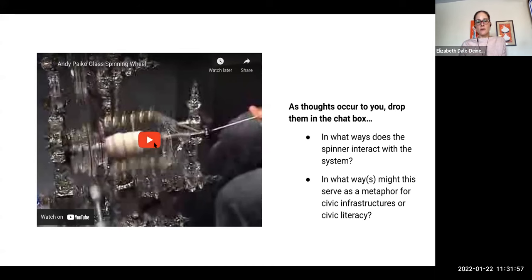And I want to show you the spinning wheel in action. And as you watch it, just think about, number one, first and foremost, the spinner is the person who is spinning the yarn. So in what ways does the spinner interact with the system? And then how might this serve as a metaphor for what we've been talking about so far? So here we go.